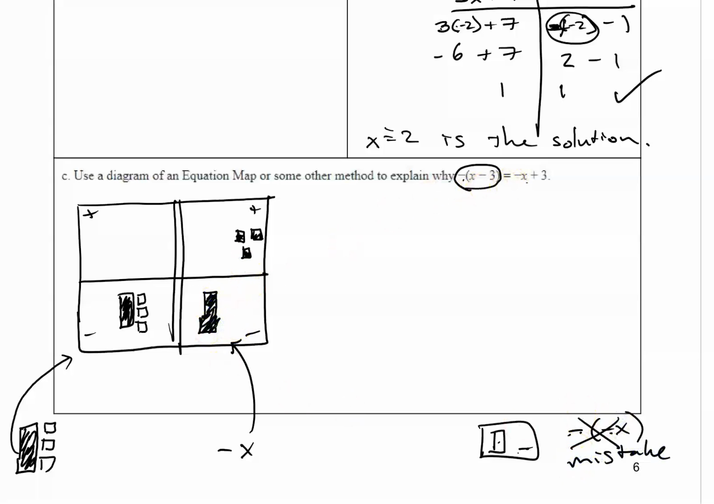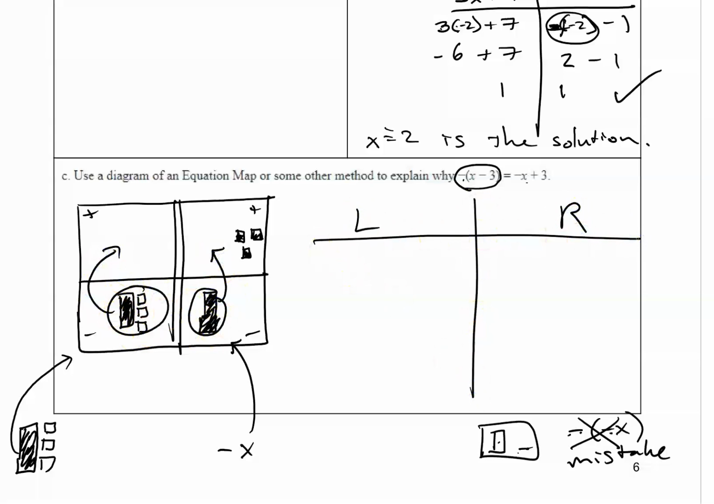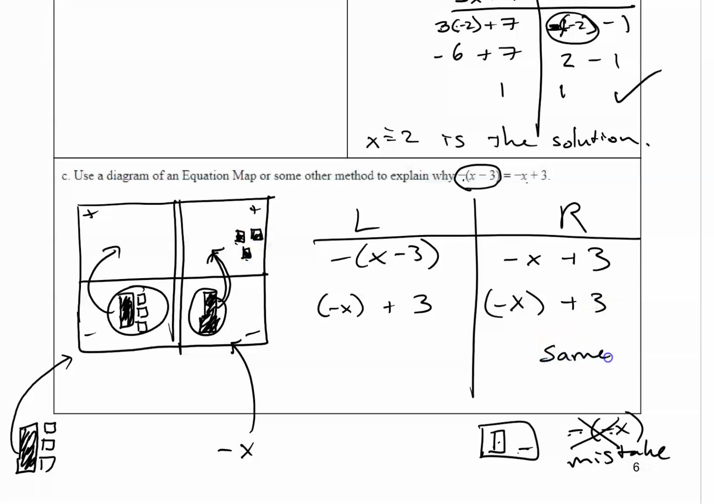Okay. So if we flip these guys up into the positive region, on the left-hand side, we have negative x minus 3 to start, and on the right-hand side, we have negative x plus 3. So on the left-hand side, this becomes negative x, and these three guys flip to become plus 3. On the left-hand side, this x tile flips to become negative x, and the right-hand side stays the same, plus 3. So they're the same. And sorry for that mistake.